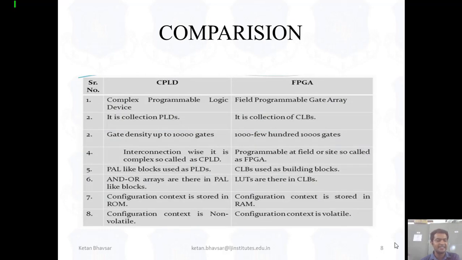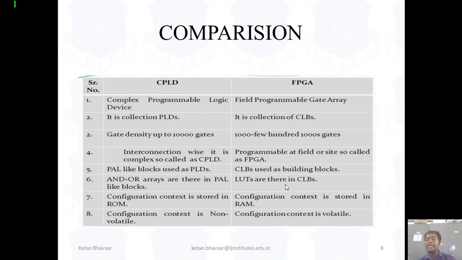Now we make a comparison of FPGA and CPLD. So as you can see, the full forms are programmable logic device and field programmable gate array. FPGA is a collection of programmable logic devices, or it is designed with the help of CLBs. The gate density is up to 10,000 gates for CPLD, and from 1,000 to a few 10,000s of gates for FPGA. Interconnections make a complex design. It's a programmable interconnection. FPGA uses CLBs for the block programming, and CPLD uses a PLA for the block programming.